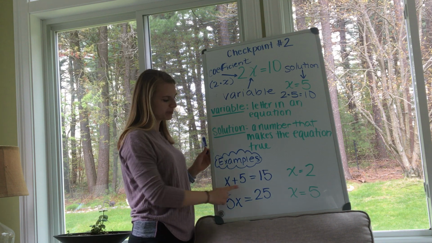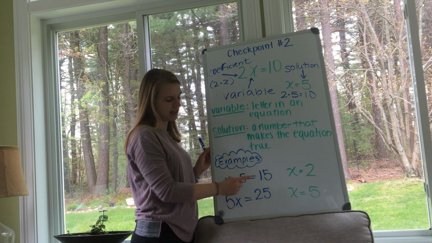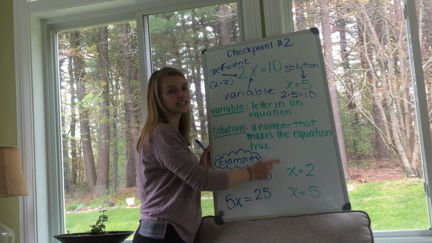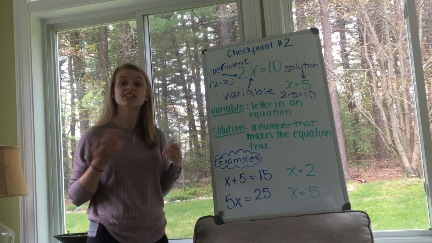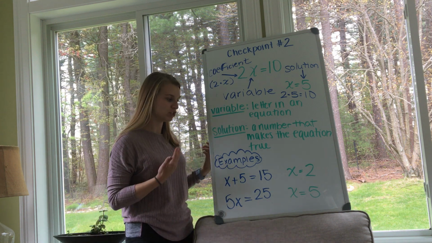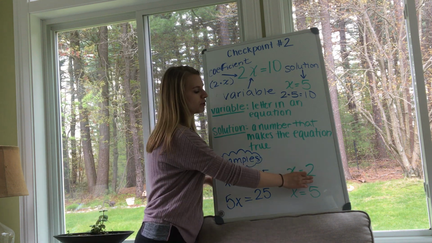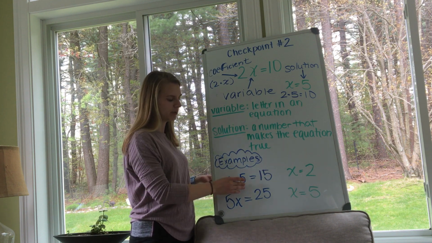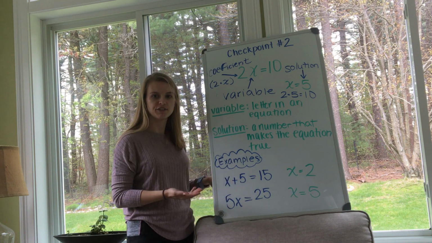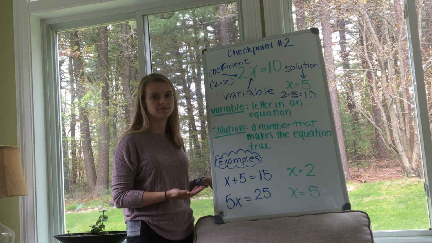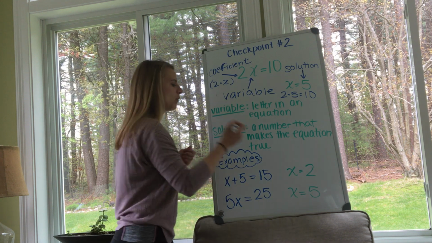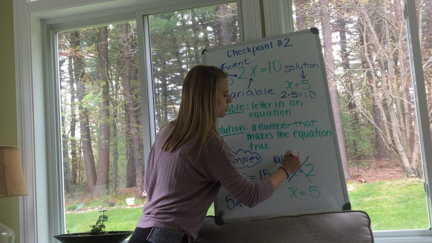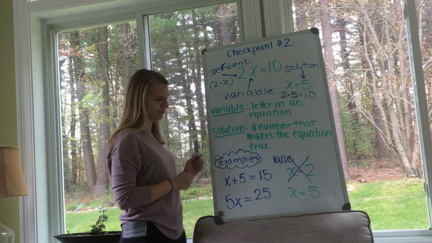We have x plus 5 equals 15. X is our variable, and we're looking at x equals 2 to decide if that is a solution and if it makes the equation true. So if we replace x with 2, so now we have 2 plus 5, does that equal 15? It doesn't. 2 plus 5 equals 7. So that is not a solution, it makes it false. This equation would not be true if x equals 2.